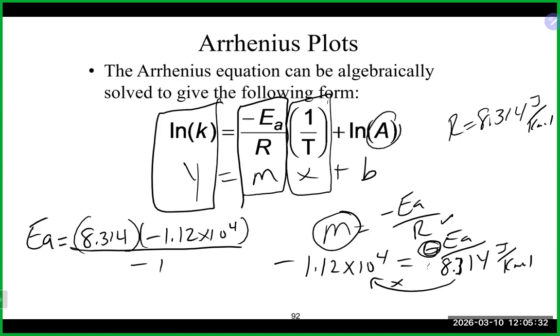So that A right here is the frequency factor. It is actually the proportion of molecules that have enough energy to get up and over the hill to the other side. It is definitely not absorbance in this case. It's related to the amount of molecules that have enough energy to get over that activation energy hill. Other questions?